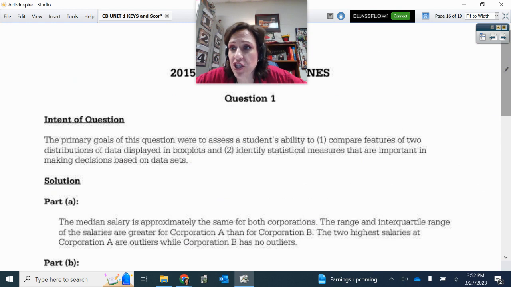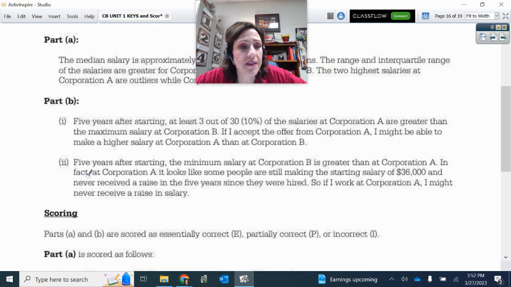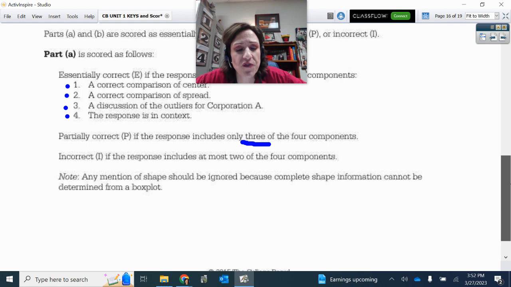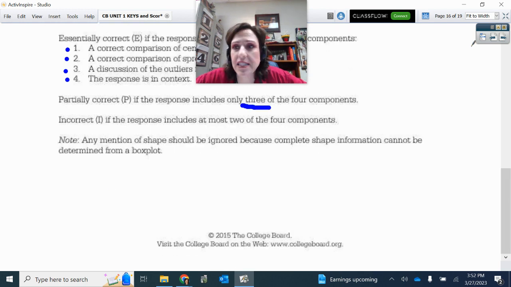Let's see how they justified theirs. They said something like, same thing. It looks like some people in Corporation A could still be making 36,000 and never seeing a raise in 5 years. So I might want to be at Corporation B because I want to make sure I get a raise within the first 5 years, those kinds of things.